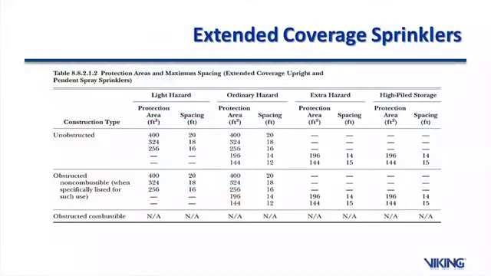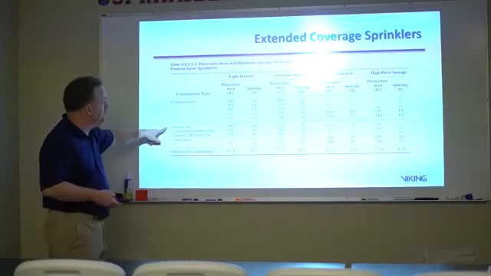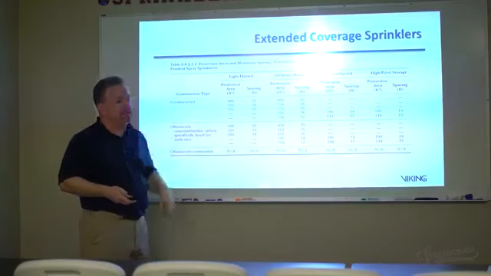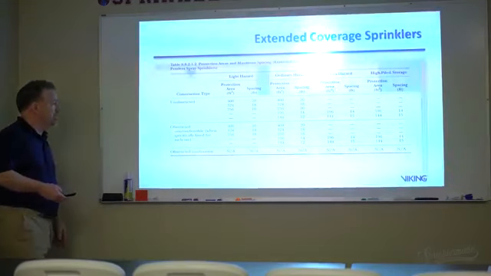All right, starting off with coverage for upright and pendent spray sprinklers, we can go up to 400 square feet in light and ordinary hazard. Can't do it in extra hazard, and we can't do it protecting pile storage. We can even do it in obstructed construction, but it needs to be listed for that. All right, pay attention to that.